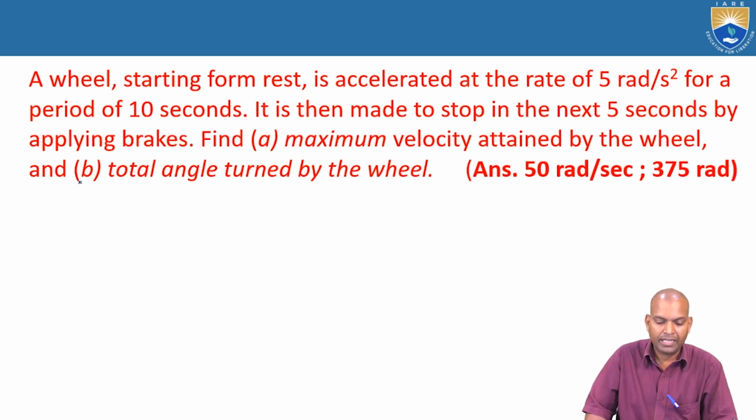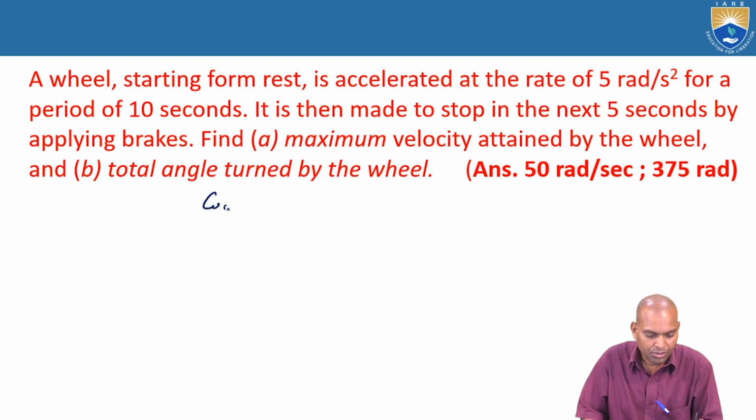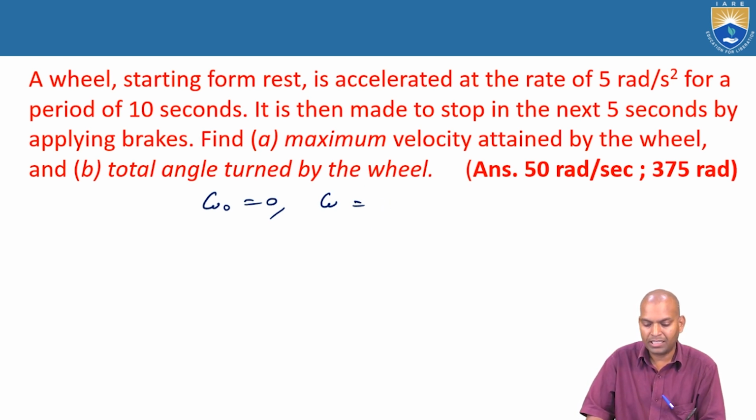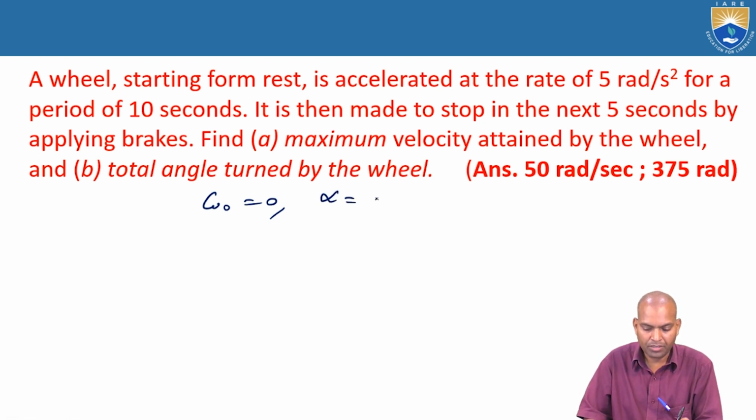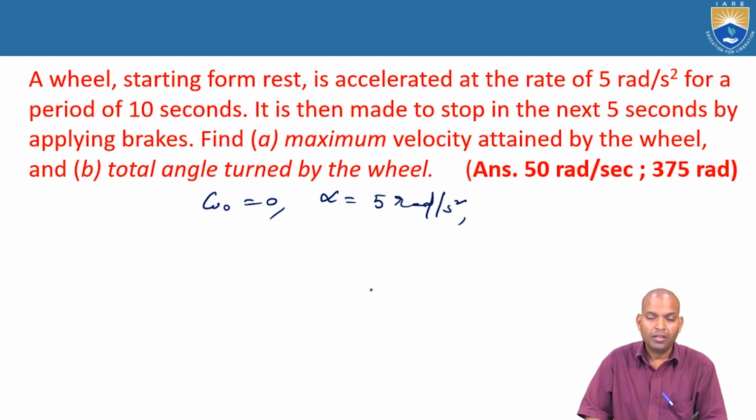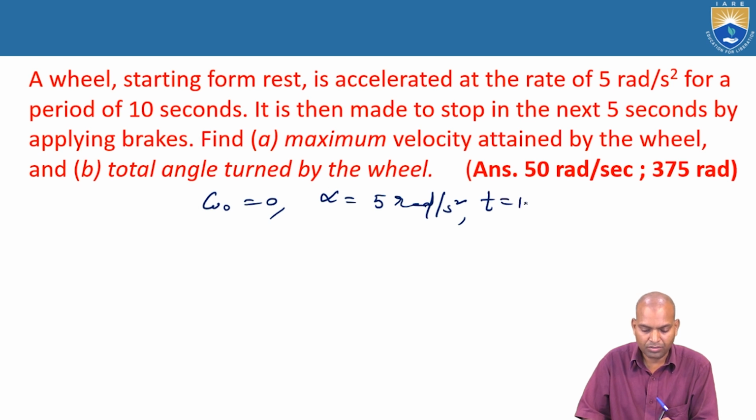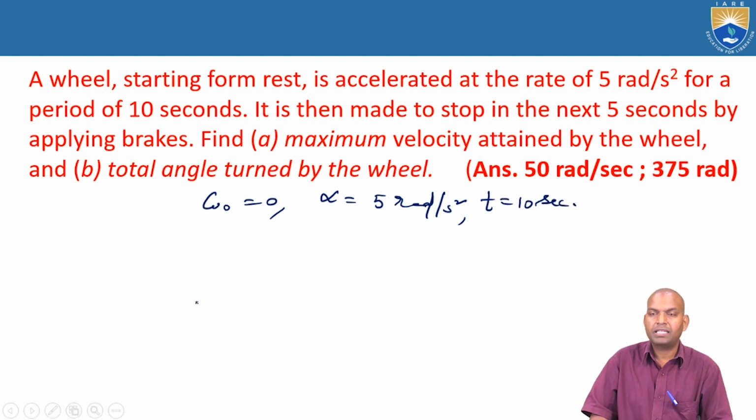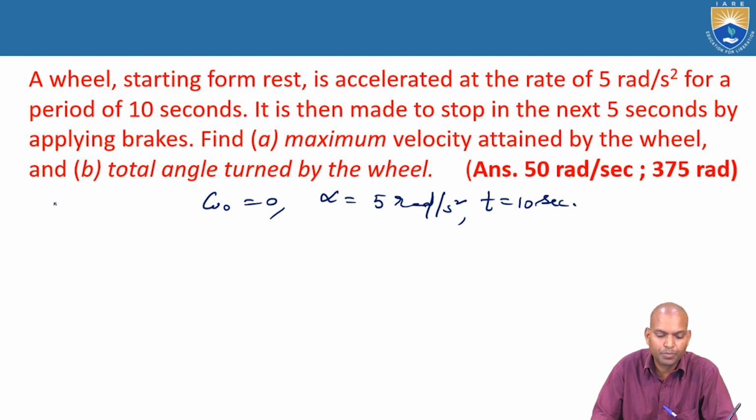How to begin? Again, this begins starting from rest. That is omega naught equal to 0. It is accelerated at the rate of 5 radians per square second. That means here what is given? Alpha equal to 5 radians per square second for a period of 10 seconds. So t equal to 10 seconds. It is then made to stop in the next 5 seconds by applying brakes. Okay, t1 and t2.